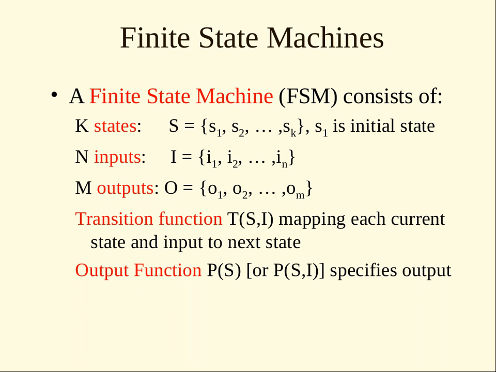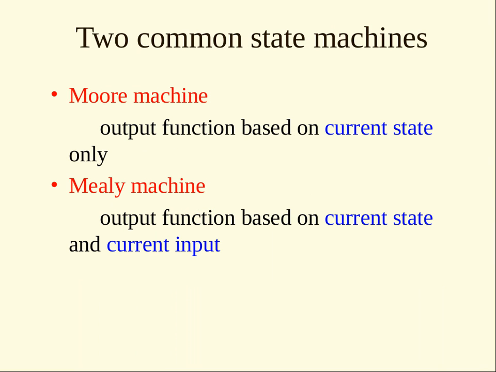Mapping each current to next, and then the output function. This is how you go from one state to another, and then you have another function for what outputs come from it. So one function: you have this state, this input, what's the next state you go to, and then another function: you have this state and input, what output do you produce?